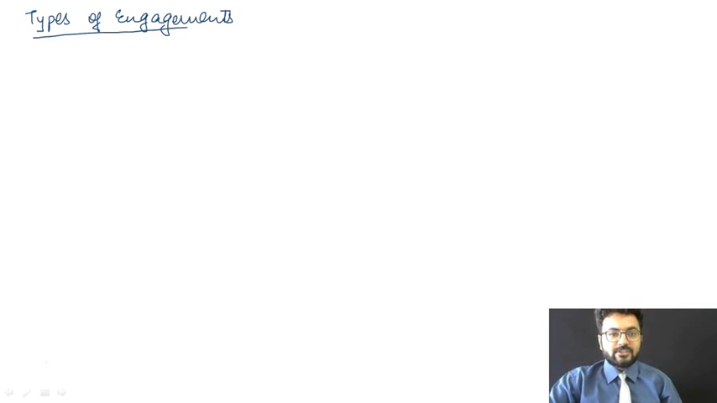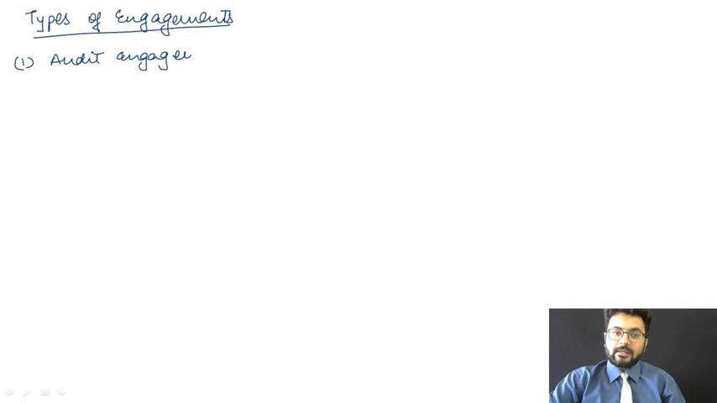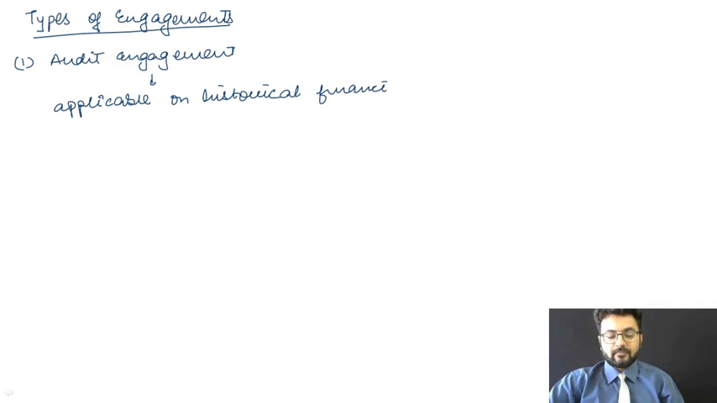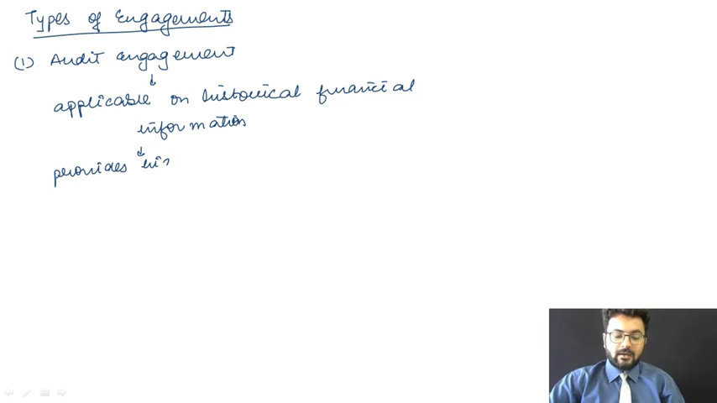There are so many types of engagements which are involved when it comes to those kinds of things. So the very first is audit engagement. That is known as audit engagement. This audit engagement is applicable on historical financial information. It basically provides a high level of assurance, right? So this audit engagement provides a very high level of assurance, right?